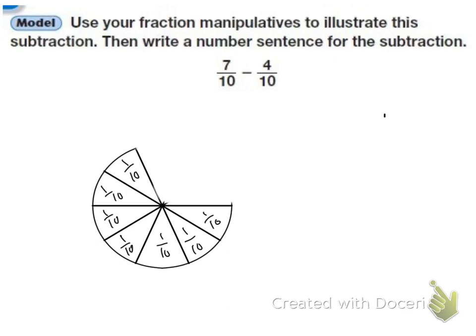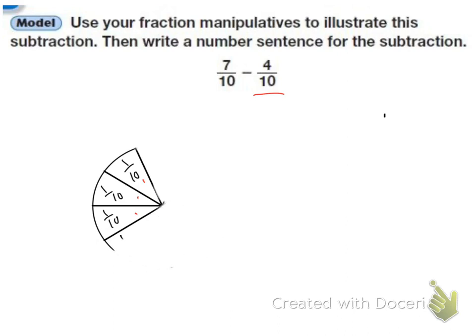So we start with the fraction 7/10. So I have 7 pieces and each of them are worth 1/10. And then it says to take away or remove 4/10. Okay, so I'm going to remove 4/10. 1, 2, 3, 4. Okay, and you can see what I have left is 3/10. So 7/10 minus 4/10 equals 3/10.